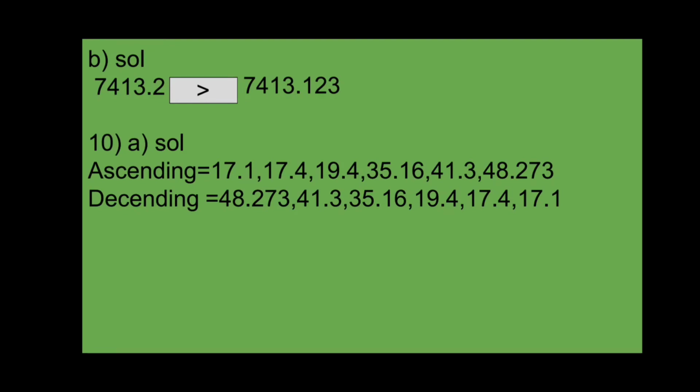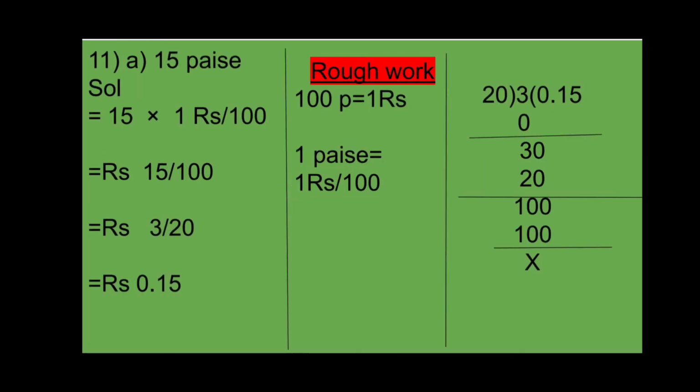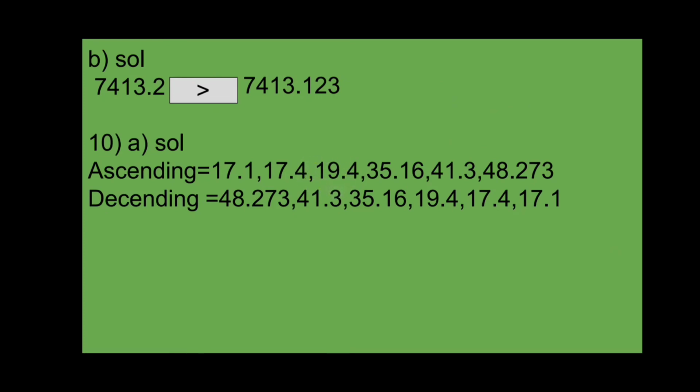So ascending and descending. Now 17 is bigger than 17.1, is bigger than 17.4, less than 19, 19 is less than 35. See the numbers before the point. Looking at the numbers before the point, 19 is smaller than 35, 35 is smaller than 41, 41 is smaller than 48. So this is the ascending order. Next, descending will be just the opposite. All the numbers at the back will come in the front. Later we'll be discussing this in the next video.